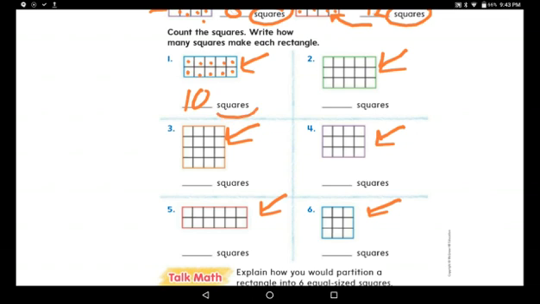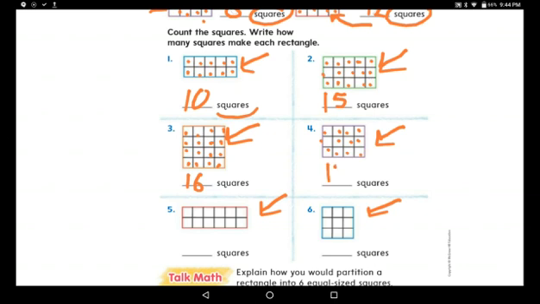See that our unit is squares. Now 1, 2, 3, 4, 5, 6, 7, 8, 9, 10. Done? No. 11, 12, 13, 14, 15. So 15 squares. Let's go to number 3. 1, 2, 3, 4, 5, 6, 7, 8, 9, 10, 11, 12, 13, 14, 15, 16. So here 16 squares. Number 4. 1, 2, 3, 4, 5, 6, 7, 8, 9, 10, 11, 12.